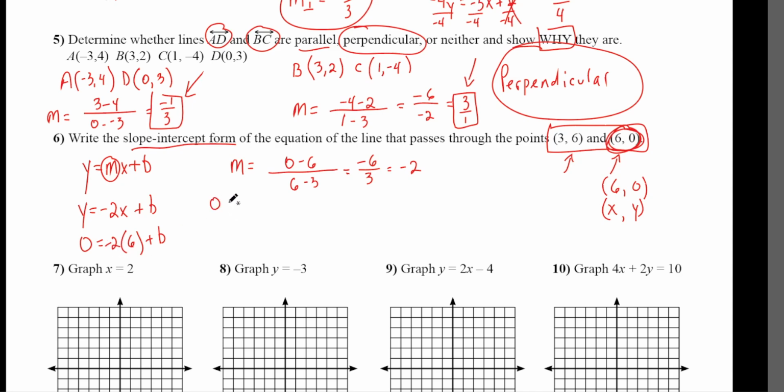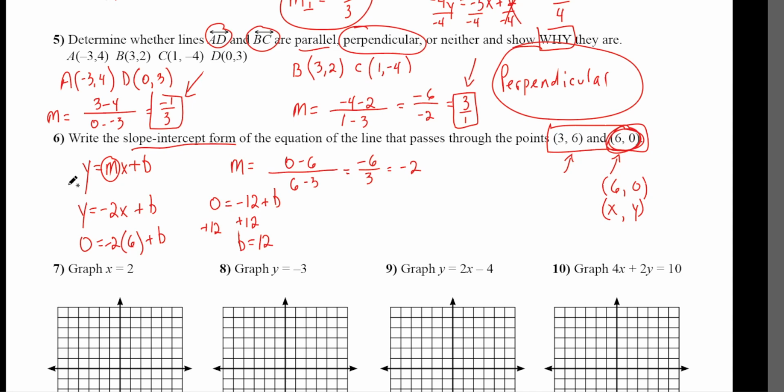Let's rewrite it. 0 equals, what's negative 2 times 6? Negative 12 plus b. One more step and we're basically done. Almost done. We just got to put it all together. But all our math is done. Solve for b. This is a minus 12. How do I get rid of it? Add a 12. So b equals 12.